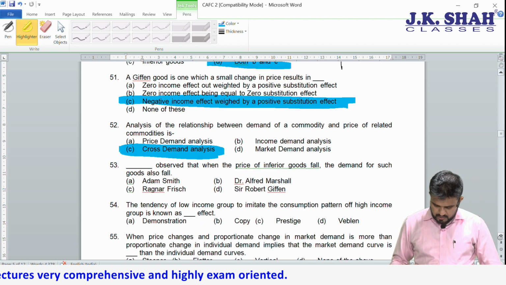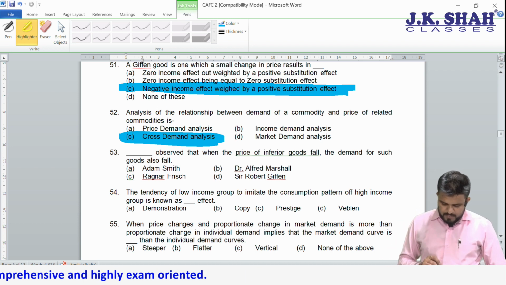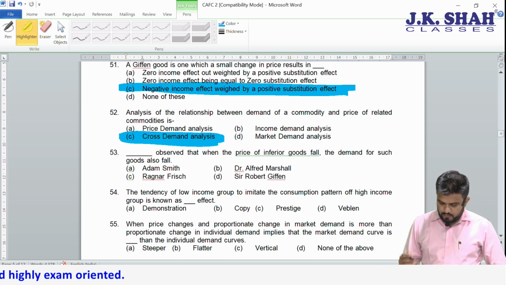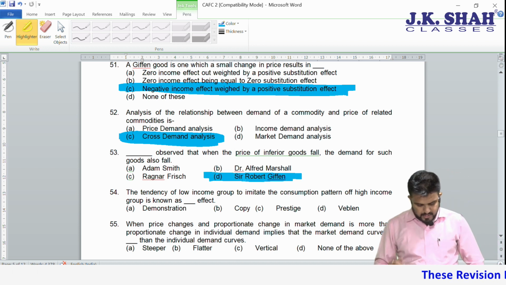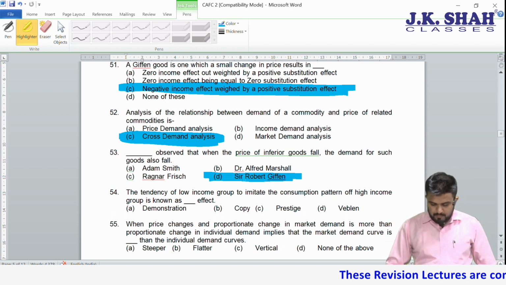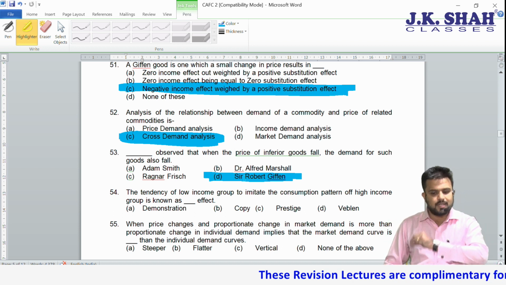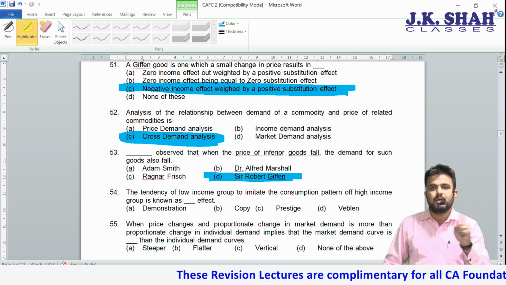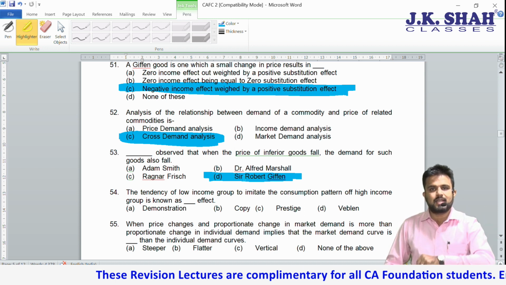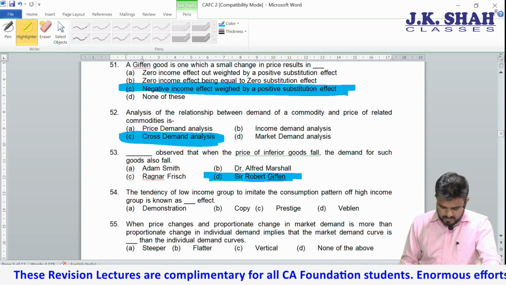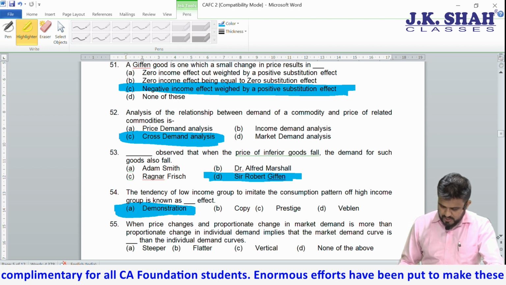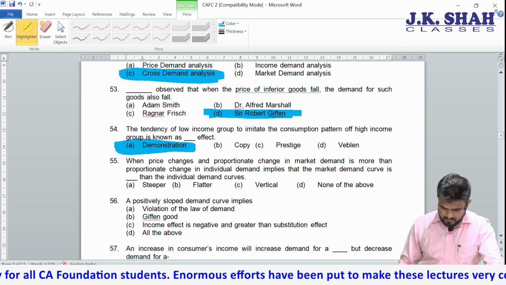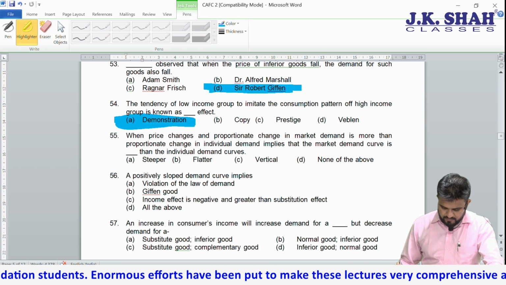Moving to the next. Dash observed that when the price of an inferior good falls, demand for such will fall. Very simple, Sir Robert Giffen. Next, the tendency of a low income group to imitate the consumption pattern of high income. Imitate. Again, it is coming to copy others. It is nothing but to demonstrate. Option A is right.